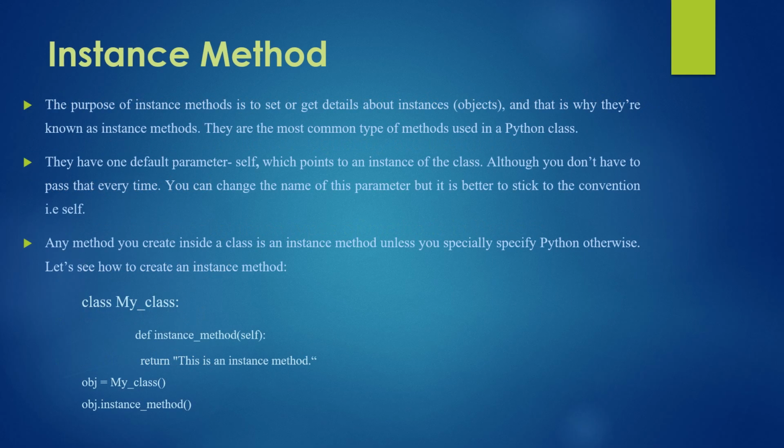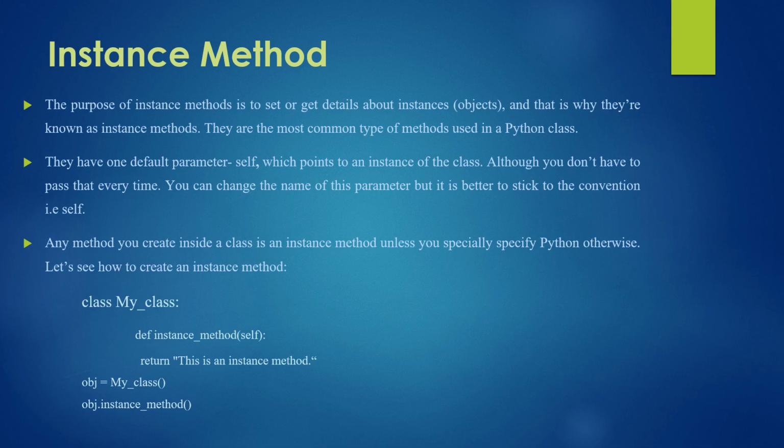Firstly, we will discuss the instance method. The purpose of the instance method is to set or get details about instances, which are objects, and that is why they are known as instance methods. They are the most common types of methods used in a Python class.